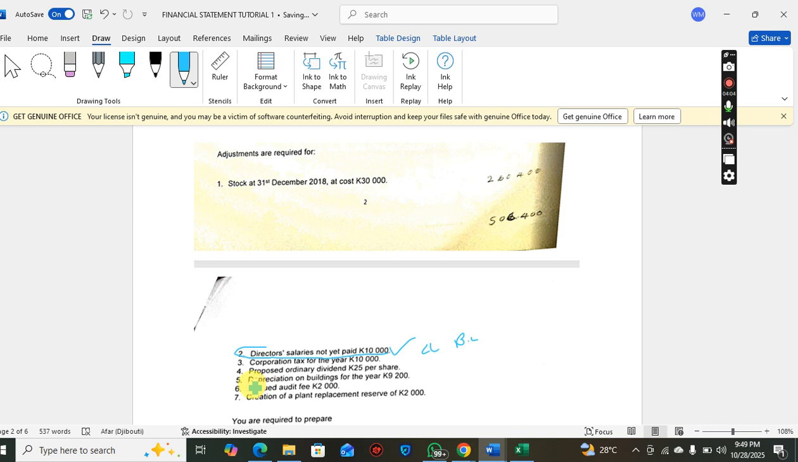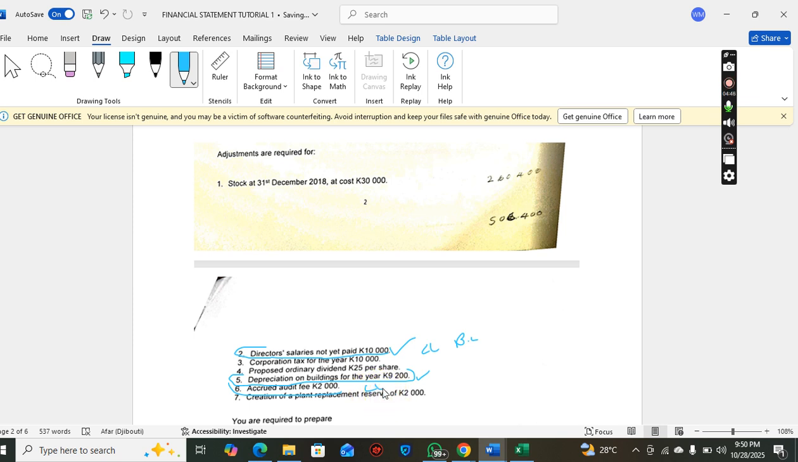All right, the other expense, corporation tax, will come later. This ordinary dividend, we'll see it in statement of equity changes, this proposed ordinary dividend. Depreciation here, depreciation expense 9,200, we'll also include it. We have an accrued audit fee of 2,000, meaning this audit fee, we haven't paid it, it's an accrued expense, so we're also going to deduct it in the statement of profit or loss, and in the balance sheet it's going to appear as a current liability.